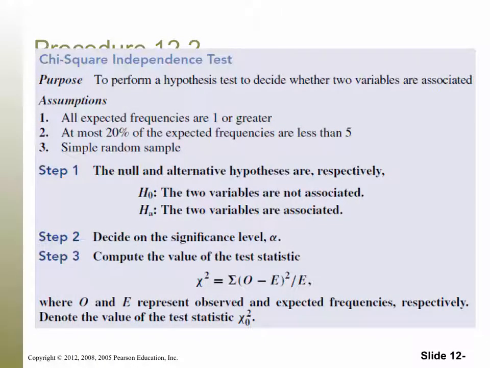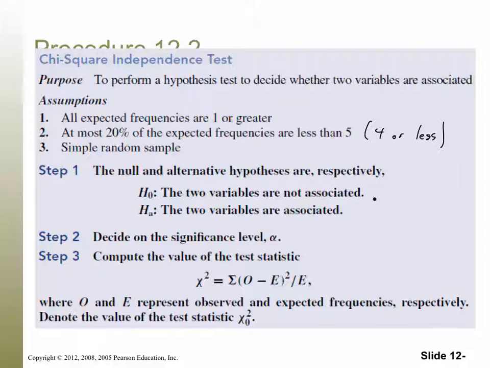All right, so here are some assumptions that have to be in place. All expected frequencies are 1 or greater, so those are the values inside the box. And at most 20% of the expected frequencies are less than 5, so 4 or less. If you have too many frequencies, like in our chart, that are too low, then this is not reliable. And we have a simple random sample.